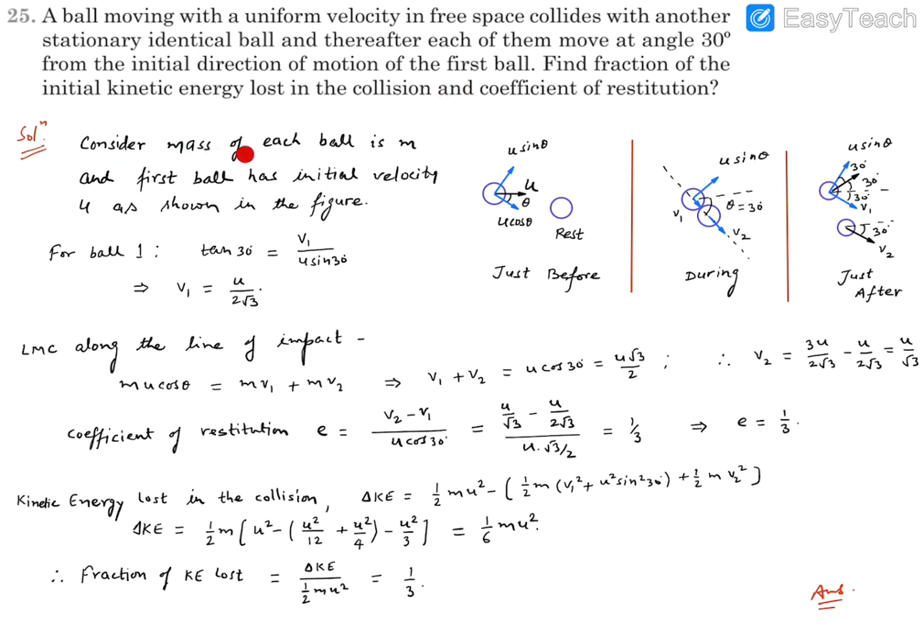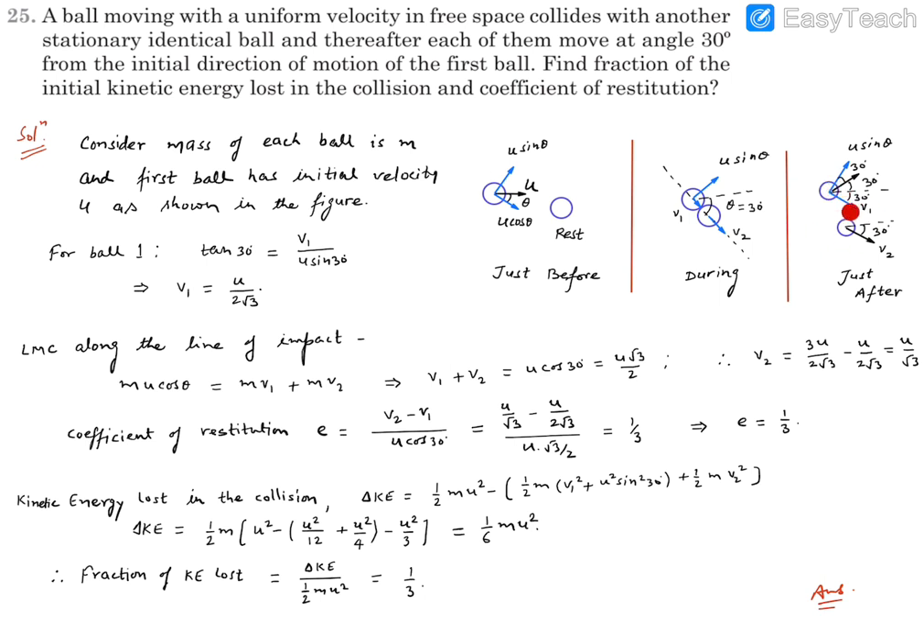So let's consider the mass of each ball is m, and the first ball has initial velocity u as shown in this figure. So this was moving in the positive x direction. And this is the other ball which is at rest. This is the scenario just before the collision. And then during the collision, they will be obliquely colliding like this. Why obliquely colliding? Because they are identical bodies, and they are getting final directions 30 degrees from the horizontal, or from the initial direction. That means there must be an oblique collision, right?